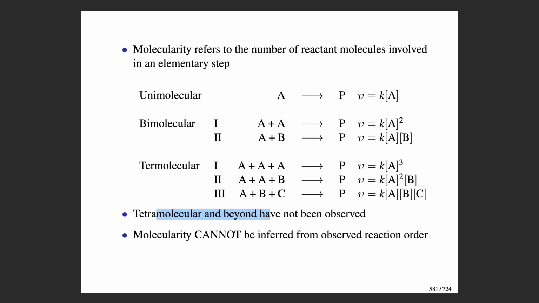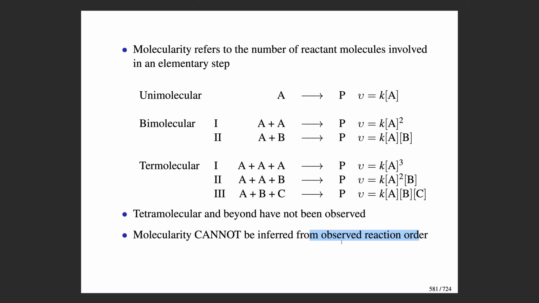The last point I wanted to emphasize is that the molecularity of an elementary step cannot be inferred from the observed reaction order. That is to say, even though you have the empirical rate law, the rate law that's derived from the experiments, you can't infer what the molecularity of the species are in the mechanism. Okay, so you can't go backwards.